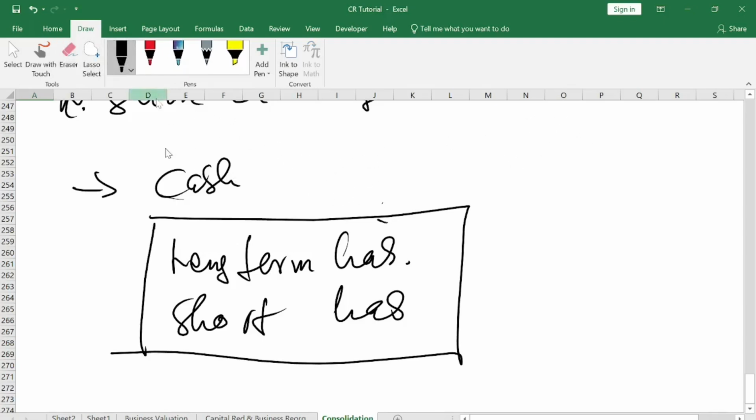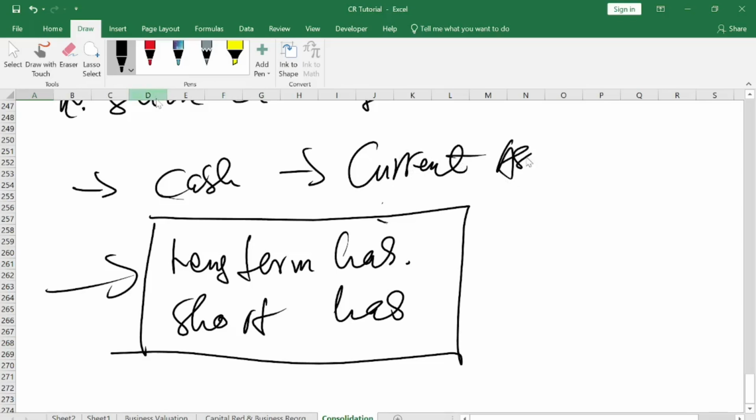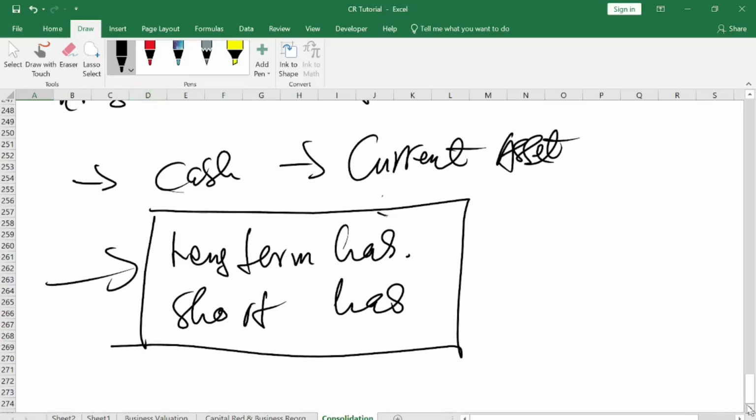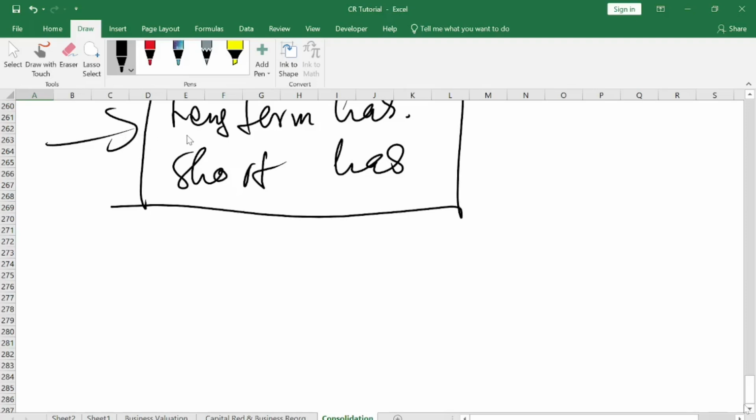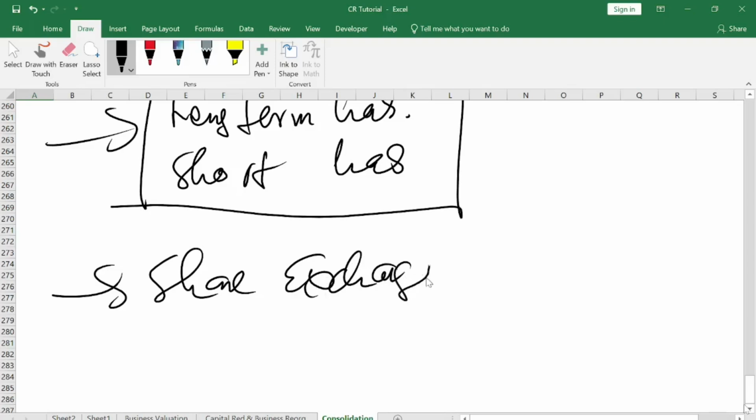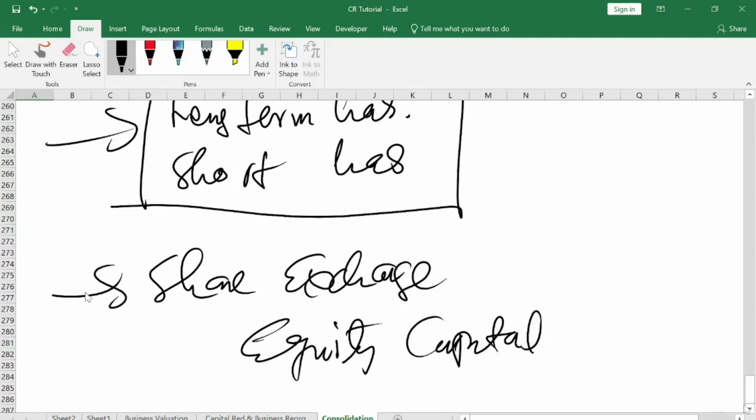Cash purchase: the effect of cash purchase will only affect your current assets. Both contingent liability and deferred consideration have the same treatment. Now when you come to share exchange, the effect will go into equity capital. You take note of that. So these are what I want you to take note of.